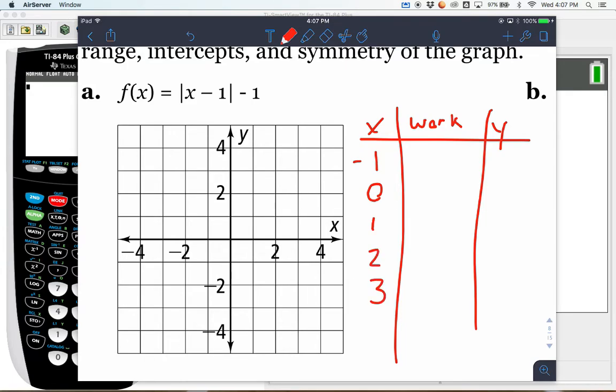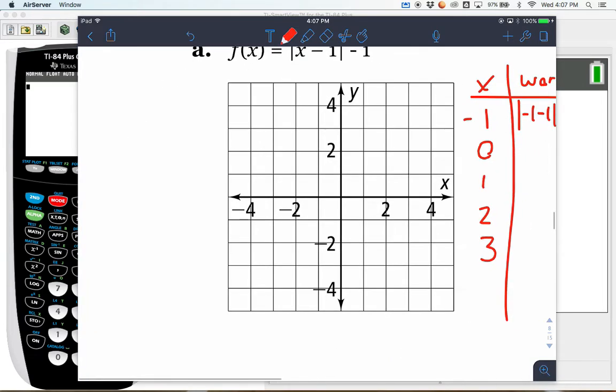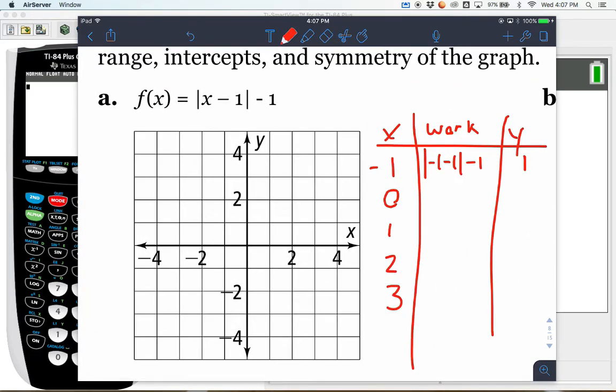We're going to plug all of those numbers into this absolute value function. For example, -1 minus 1 inside the bars, then minus another 1. It's a lot going on there. -1 minus 1 in the middle is -2. The absolute value of -2 is +2, and +2 minus 1 is 1. Sometimes you need to go off to the side and write out a few steps, but that's the point there: -1 comma 1.